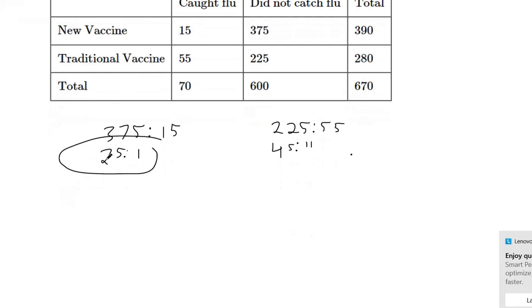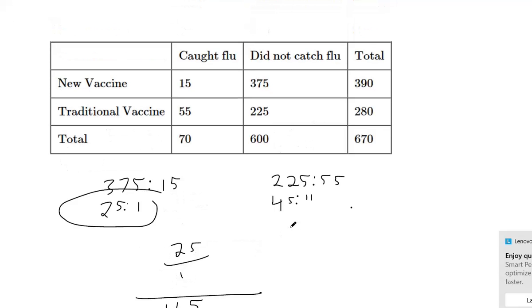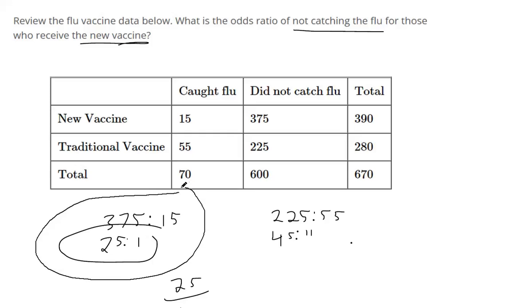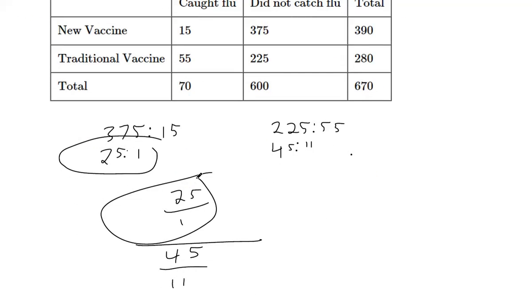Okay, and you can put odds as fractions. This is the numerator and this is the denominator. So that's what they want you to do: the odds of the first one divided by the odds of the second. And the first one always has to be the event that they're trying to describe, not catching the flu with the new vaccine. This is the one we computed regarding the new vaccine, so that goes up top.